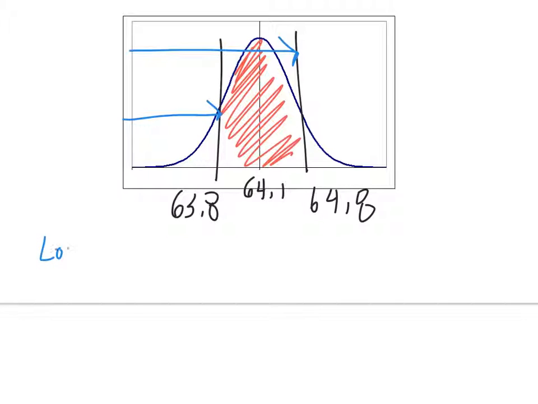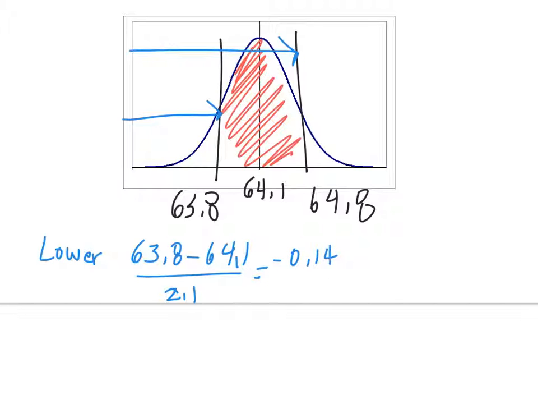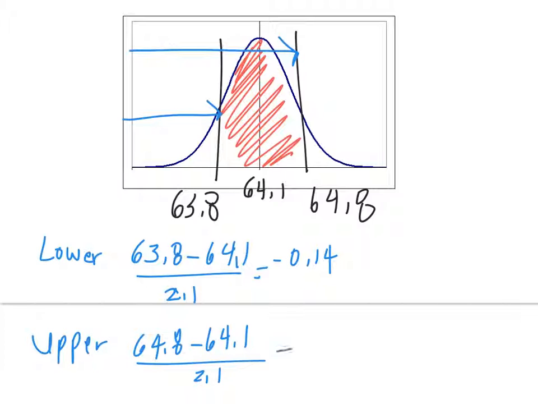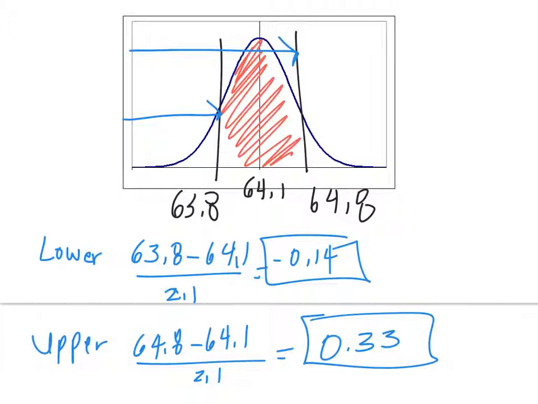I call it the lower. So the 63.8 minus the mean over my standard deviation, and I get negative 0.14. And then I call the upper the 64.8 minus 64.1 over 2.1, and I get 0.33. So I actually have two different z values. Again, a negative makes sense because it's below. Positive makes sense, it's above.